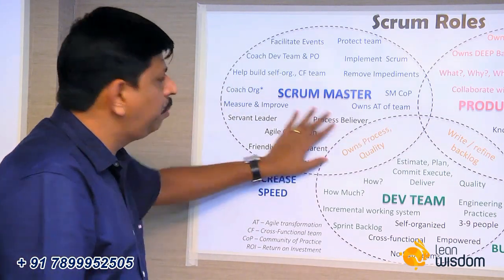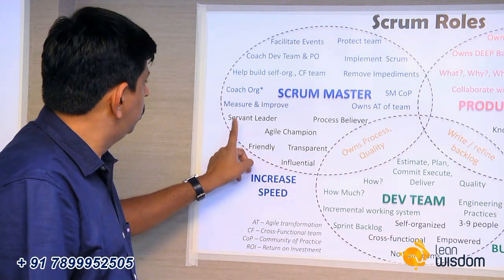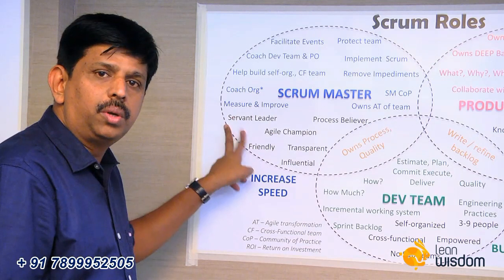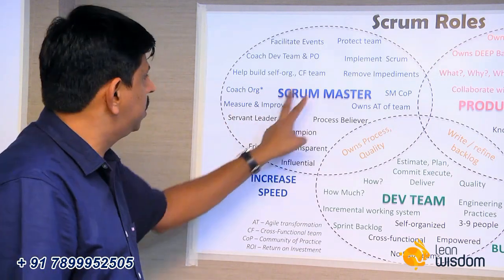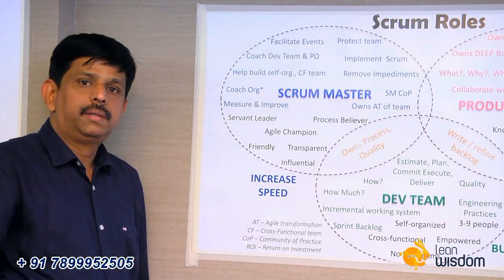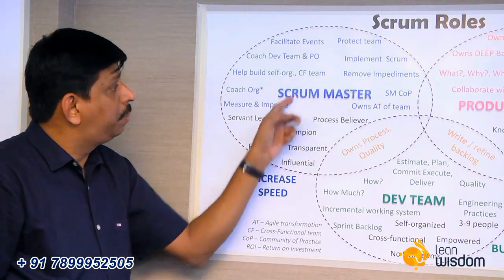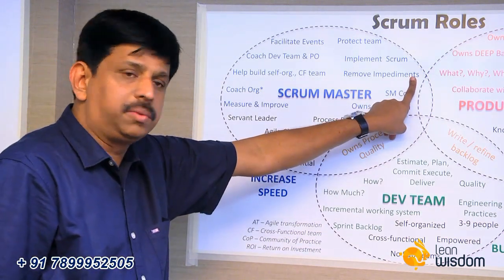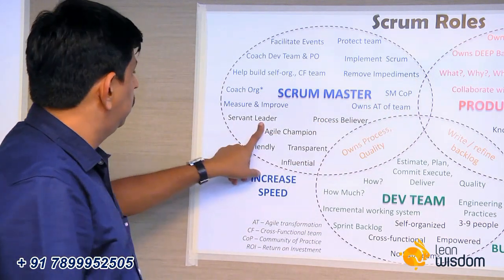So, what are the attributes of a Scrum Master? You see, servant leader. How can a servant and a leader come together? That's where I said Scrum Master is not a project manager. Scrum Master is a person who's going to help the team move forward, removing impediments. Scrum Master should be on top of things, like, are there any impediments for the team? Can I remove that?